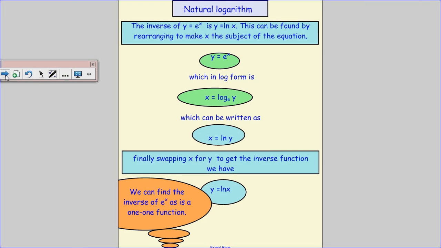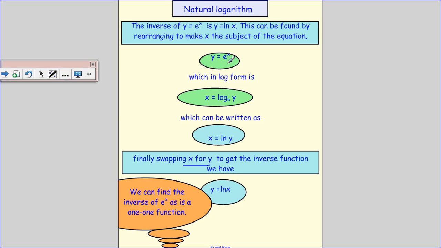Okay, so we've said that the inverse of y equals e to the x is y equals ln x. And we can just show this by rearranging our equation, making x the subject of the equation, and then finally swapping x for y, as we did before when we did our inverse function work.